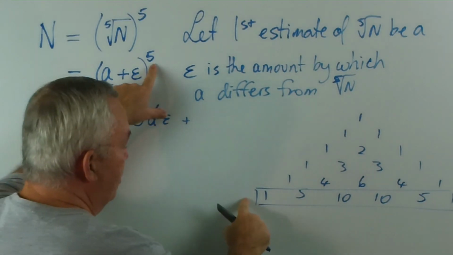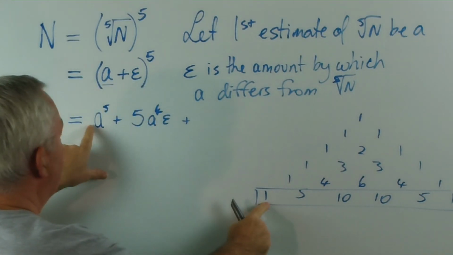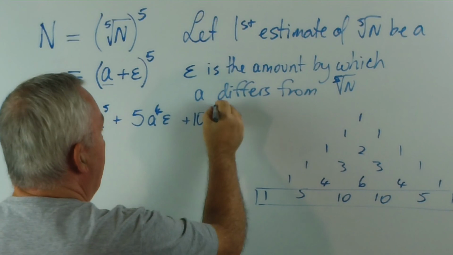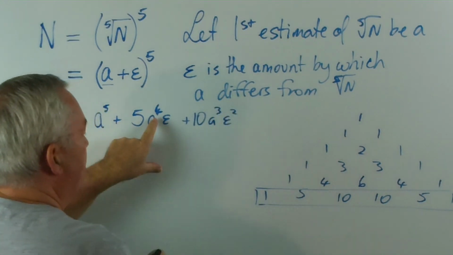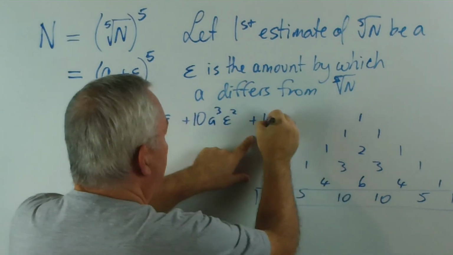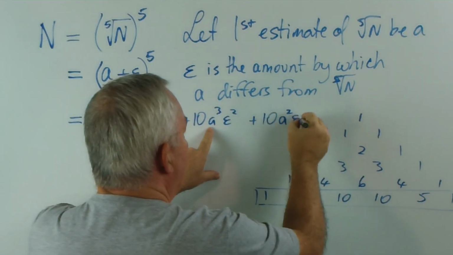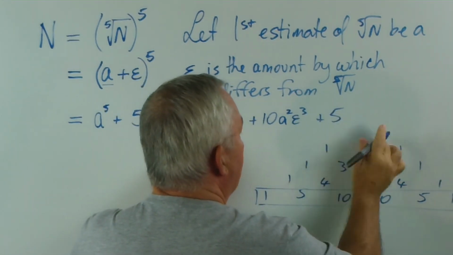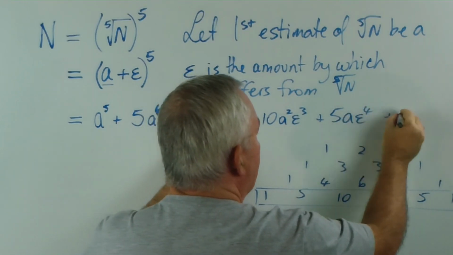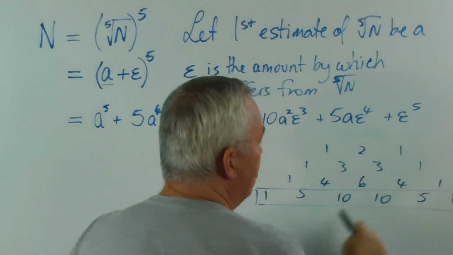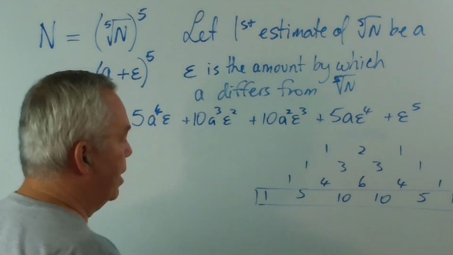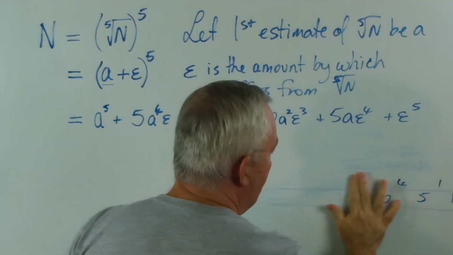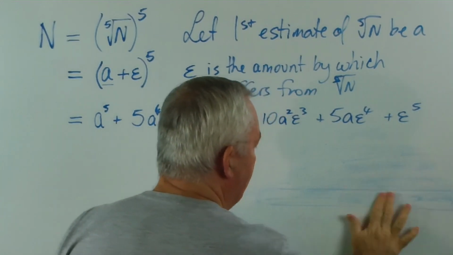And for a fifth power, this is the row we need. So we're going to have 1 of these a to the fifth. We're going to have 5 of this combination. We're going to have 10 a cubed epsilon squared and 10 a squared epsilon cubed and 5 a epsilon to the 4 plus epsilon to the 5, and its coefficient is 1. But you can see that Pascal's triangle helped us perform that expansion quite nicely. I'm sorry for the mess here, but I don't want to stop the video just yet.